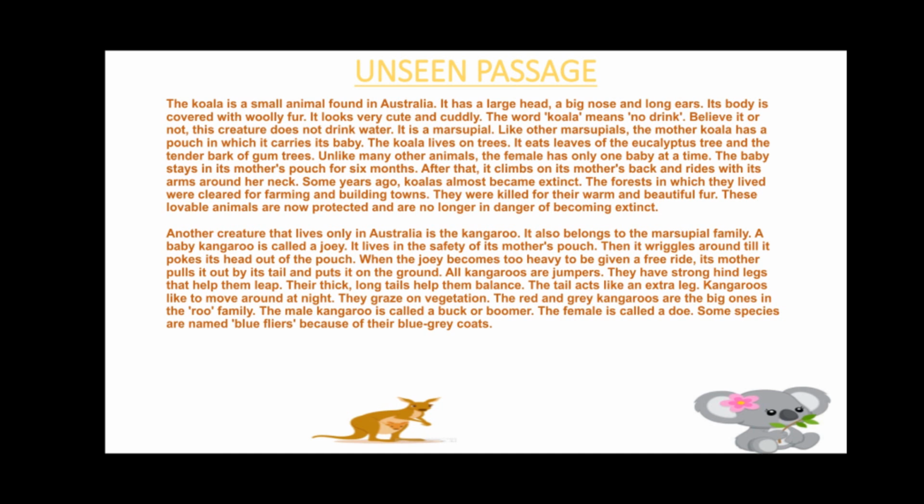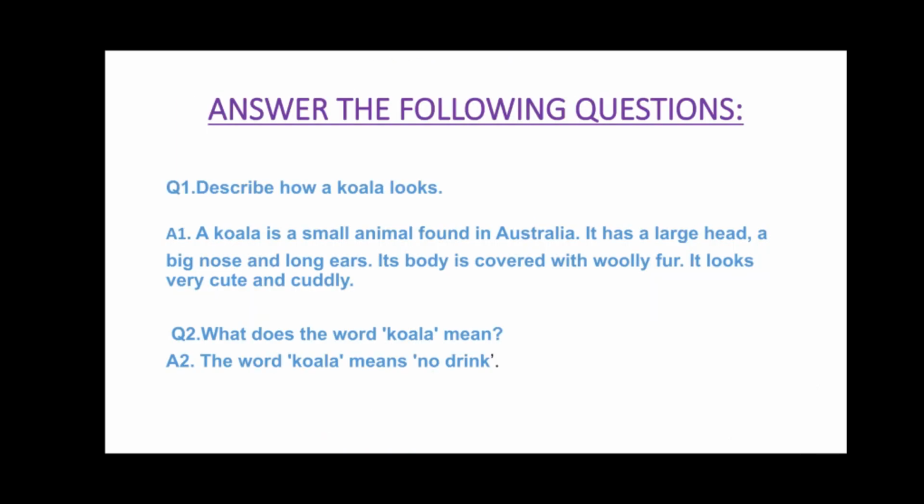The male kangaroo is called a buck or boomer. The female is called a doe. Some species are named blue flyers because of their blue-grey coats. Now children, I have read this passage once, but you will read it at least 2 to 3 times to understand. Alright? Now let's see the question answers.